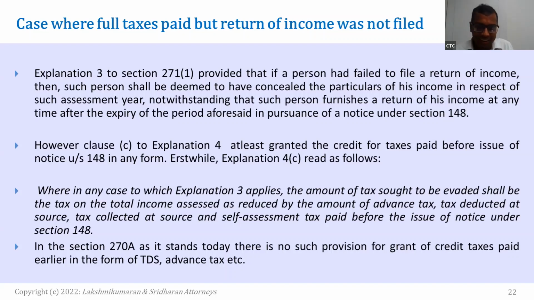Sir, this is another interesting or practical issue that I am facing. Earlier under the 271(1)(c) regime, the penalty is 100% or 300% of tax sought to be evaded. Tax sought to be evaded is equal to the tax determined in the return, in the assessment order.